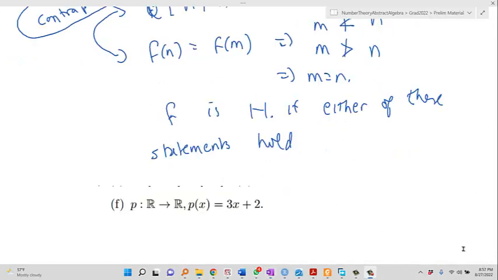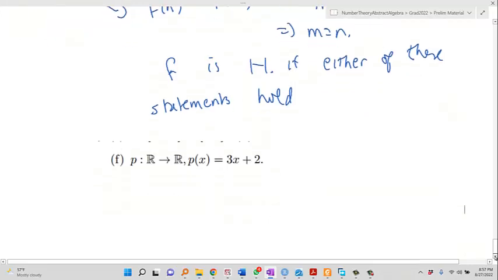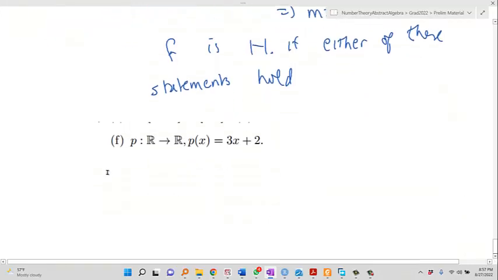All right, the next problem was to show that this is onto or not onto. Determine whether or not P is onto. So that's the next problem here.